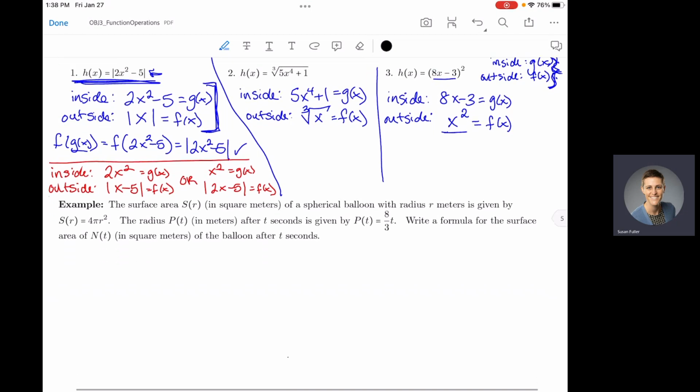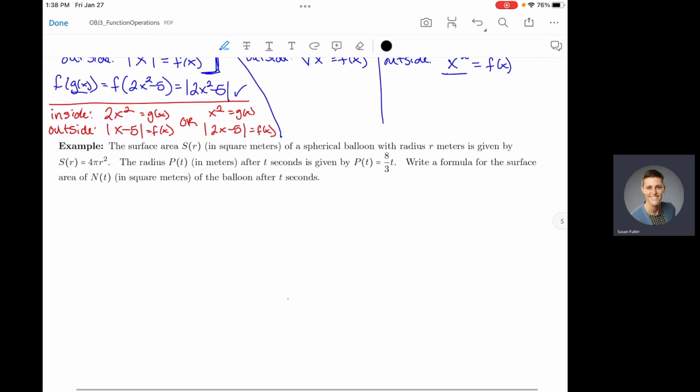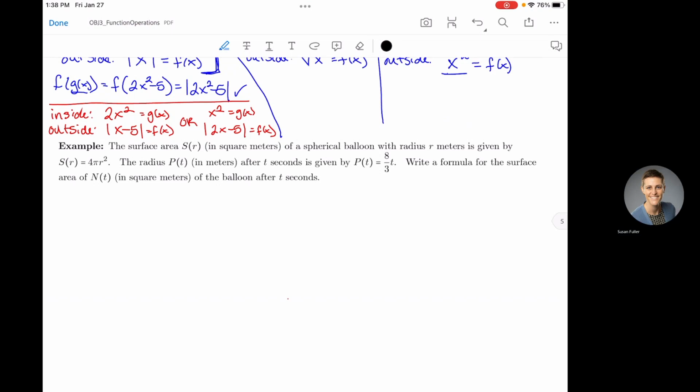Let's do the last one, which is a word problem here. Okay, so the surface area, S of r, in square meters of a spherical balloon with radius r is given by S of r equals 4 pi r squared. The radius, p of t, in meters after t seconds is given by p of t equals 8/3 t. Write a formula for the surface area, n of t, in square meters of the balloon after t seconds.